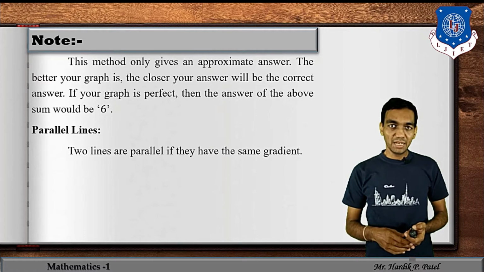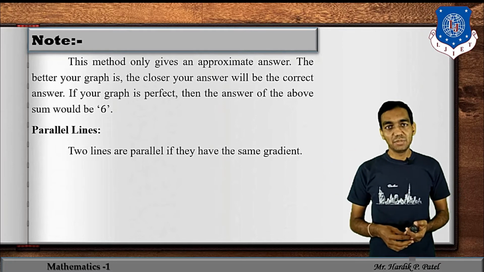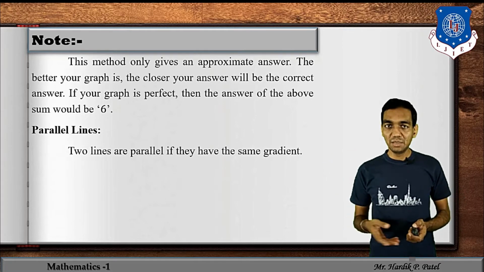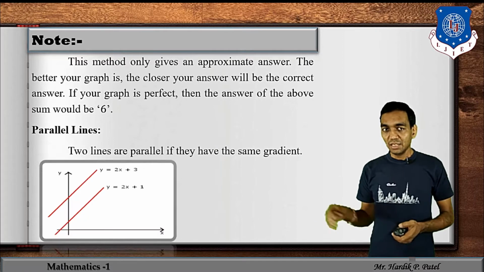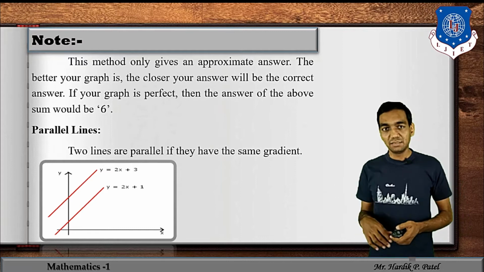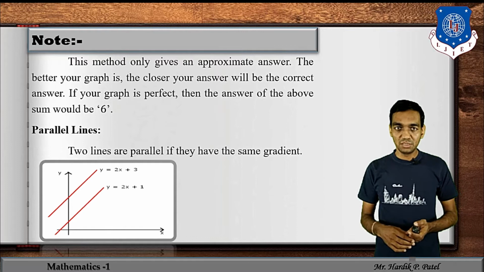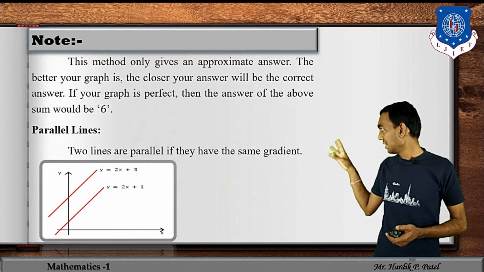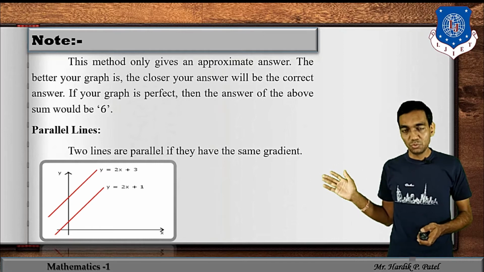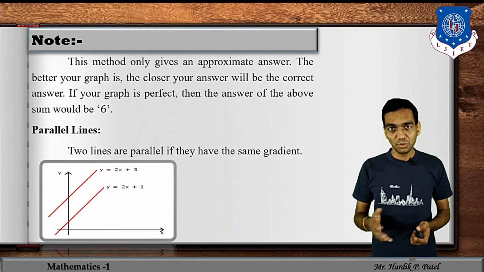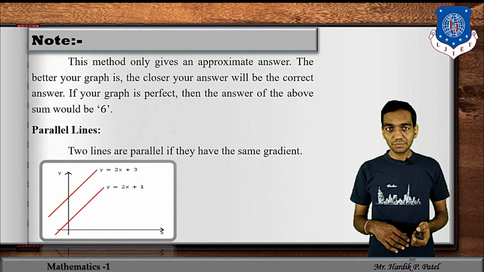Now we are defining parallel lines. Two lines are parallel if they have the same gradient. That means if both have the same gradient value, then they are said to be parallel lines. Here we have drawn two parallel lines, y is equal to 2x plus 1 and y is equal to 2x plus 3. Here see, if you find the gradient of the tangent, it will be 2, and it is going to be the same for both of them. So they are going to be parallel lines.